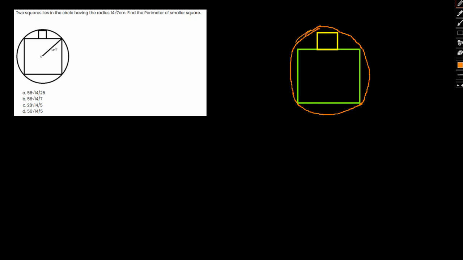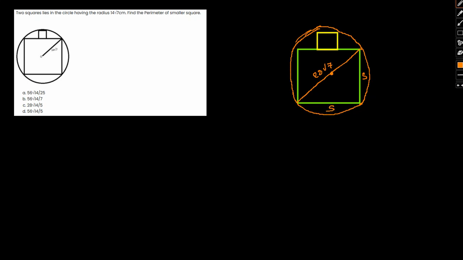so say this is my circle and the radius of the circle up to this point is given as 14 root 7. So therefore the diameter will be 28 root 7. Okay, 28 root 7 will be the diameter of the circle. So therefore we can see, let the side of the bigger square be capital S.